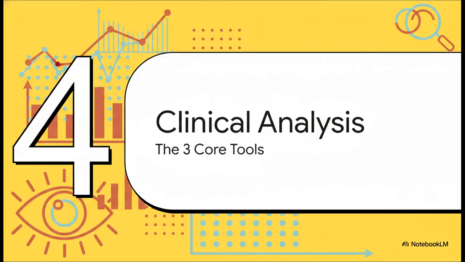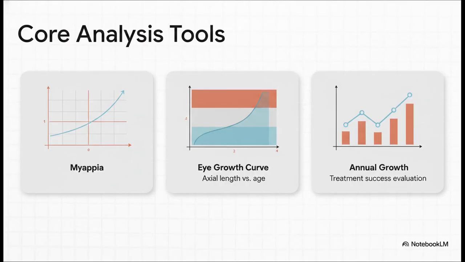Now for the really fun stuff. Part 4, clinical analysis and graphs. Let's explore the 3 core tools where all that clinical data actually transforms into visual evidence. The system arms you with 3 distinct clinical analysis tools to use with parents. First up is the myopia curve, which predicts prescription progression up to age 17. Second is the eye growth curve, which maps axial length strictly against age. And third, the annual eye growth curve, which is going to be your absolute primary tool for evaluating ongoing treatment success. Let's break down exactly how each of these charts works in your day-to-day practice.